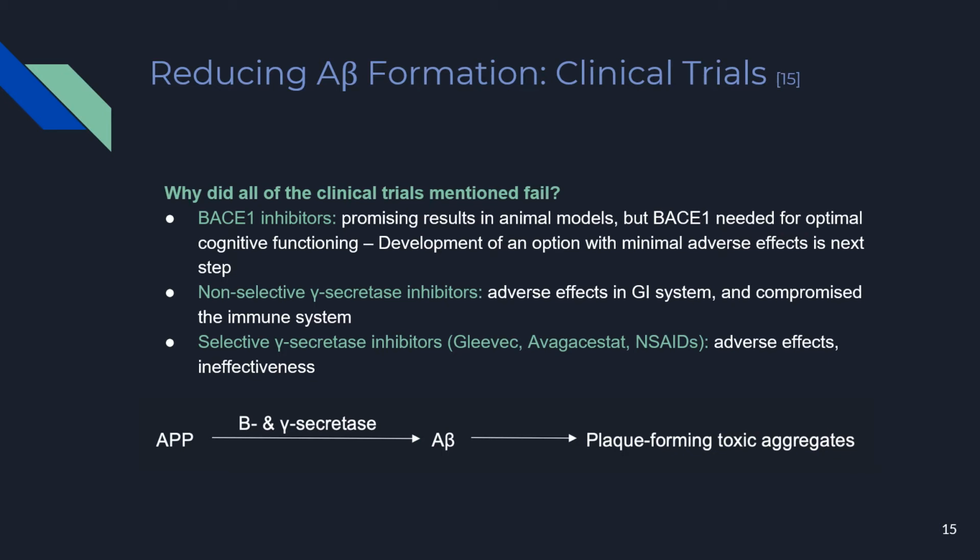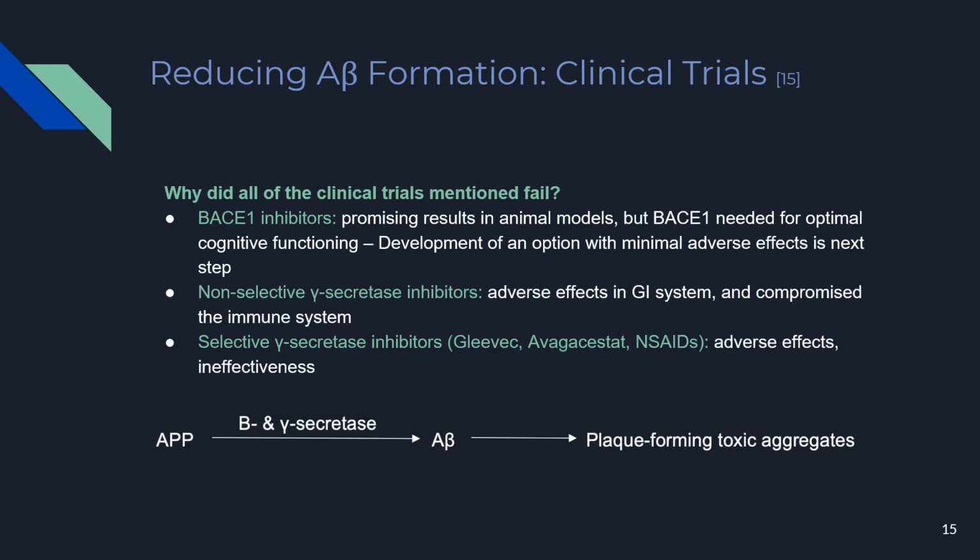BACE1 inhibitors showed promise in reducing amyloid beta production in animal models, but failed clinical trials due to a lack of efficacy or long-term adverse effects. A recent study was effective in reversing amyloid beta buildup and improving cognitive function in mouse models with familial Alzheimer's. This suggests that sequential and gradual inhibition of BACE1 could be effective in treating Alzheimer's, but BACE1 is required for optimal cognitive functioning, so more research is required to find an option with minimal adverse effects.